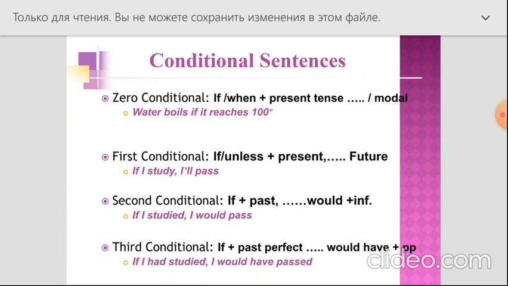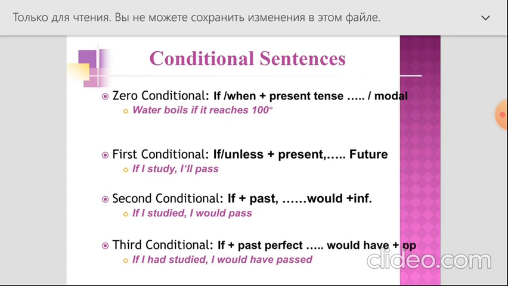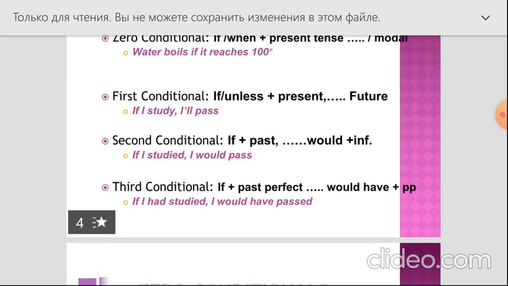Let's look at this slide. There is given the formula of the conditional sentences. Zero conditional: if plus present tense. Water boils if it reaches 100 degrees. First conditional: if plus present. If I study, I will pass. Second conditional: if plus past. If I studied, I would pass. Third conditional: if plus past perfect. If I had studied, I would have passed.